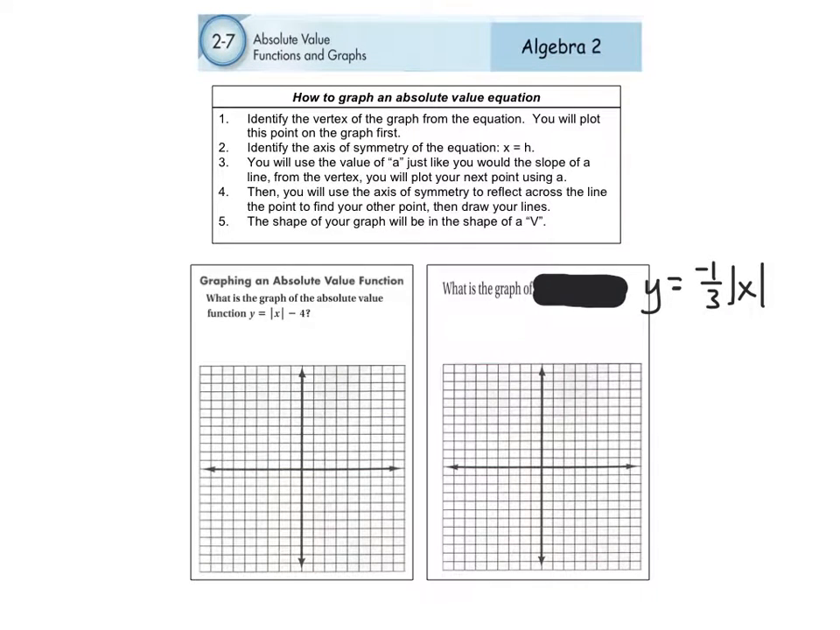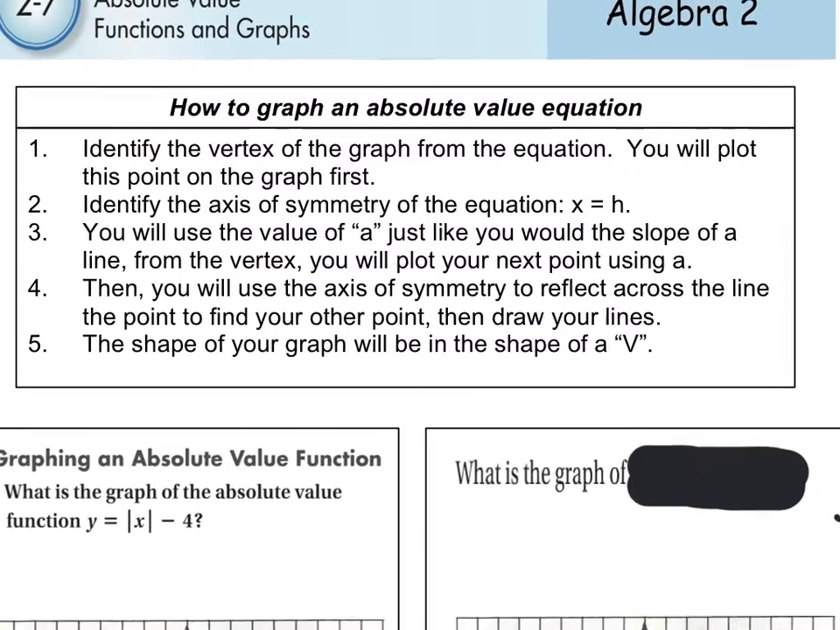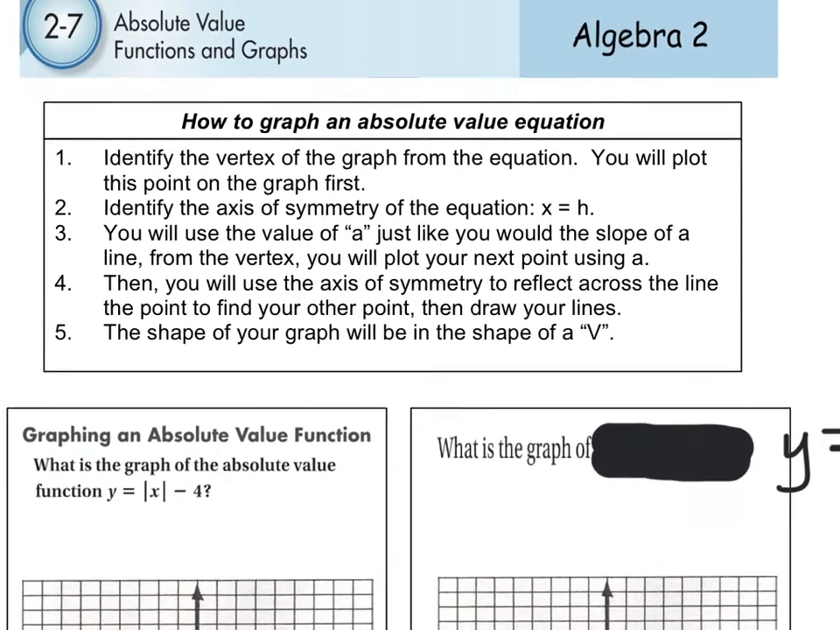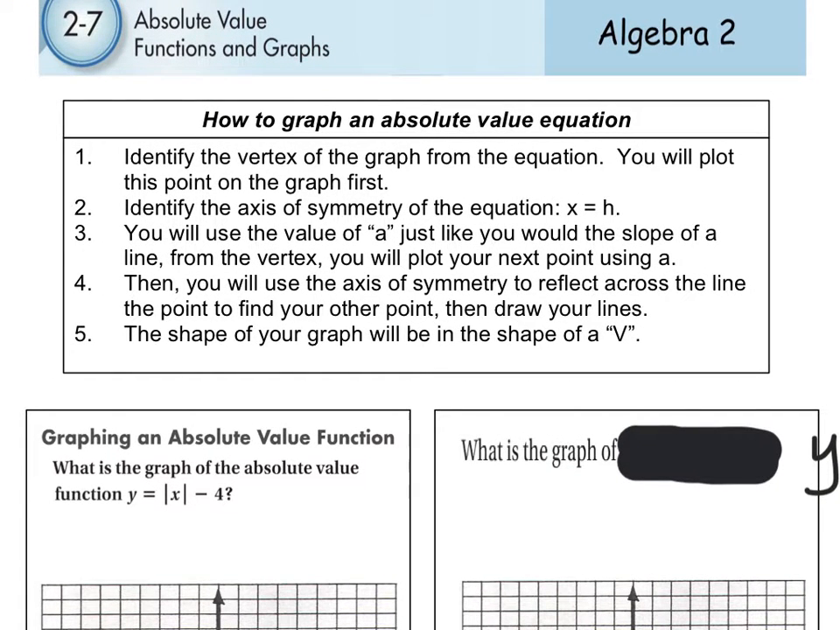Okay, so this is 2.7 day 2 where we start dealing with an A value, but I wanted to hit real quick and remind you of the steps to graph the absolute value. First thing we have to do is identify the vertex. If you remember our general equation, y equals A times the absolute value of x minus h, plus k.